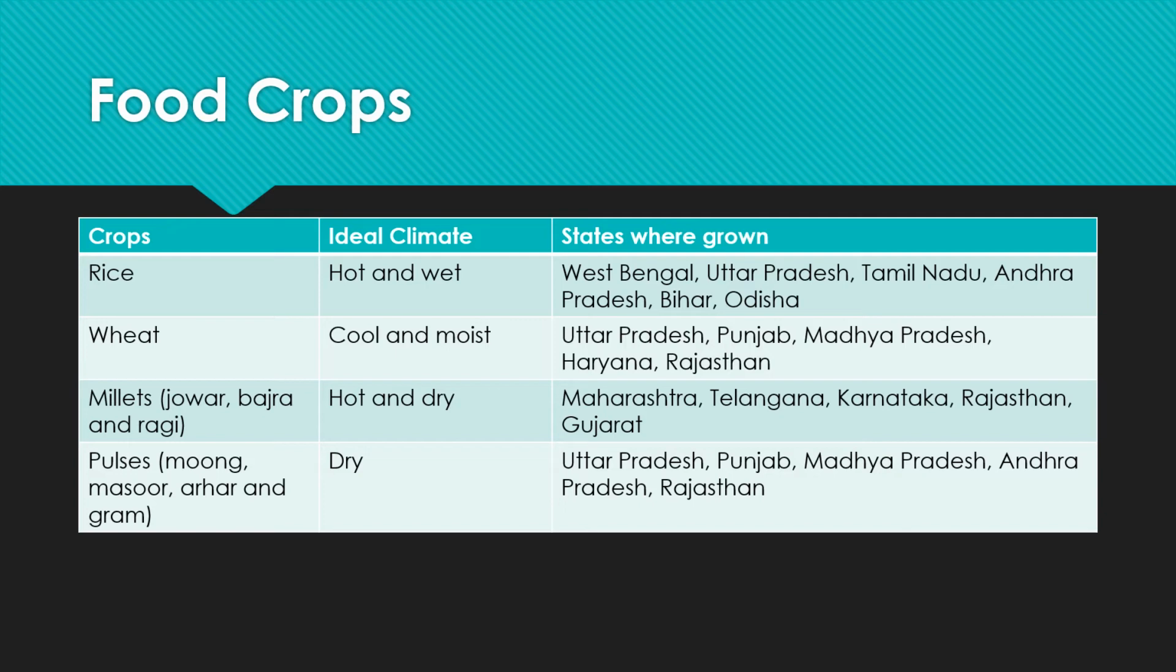Let us talk about pulses. Pulses we all eat are like moong, masoor, arhar and gram. The ideal climate for pulses is dry. States where it is grown are Uttar Pradesh, Punjab, Madhya Pradesh, Andhra Pradesh and Rajasthan.